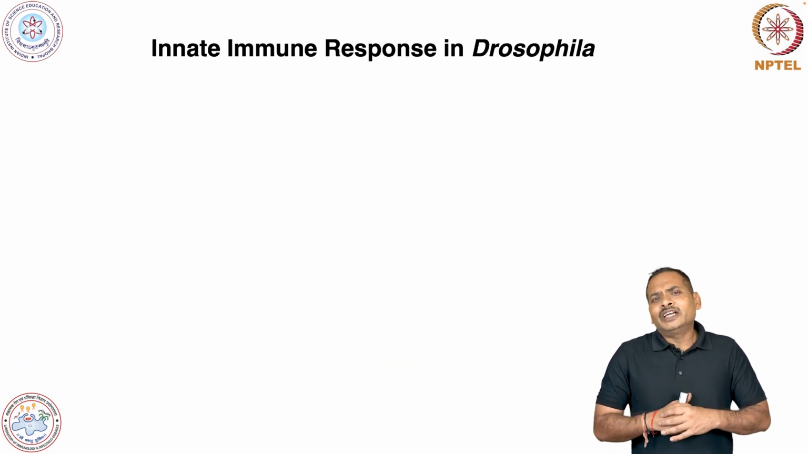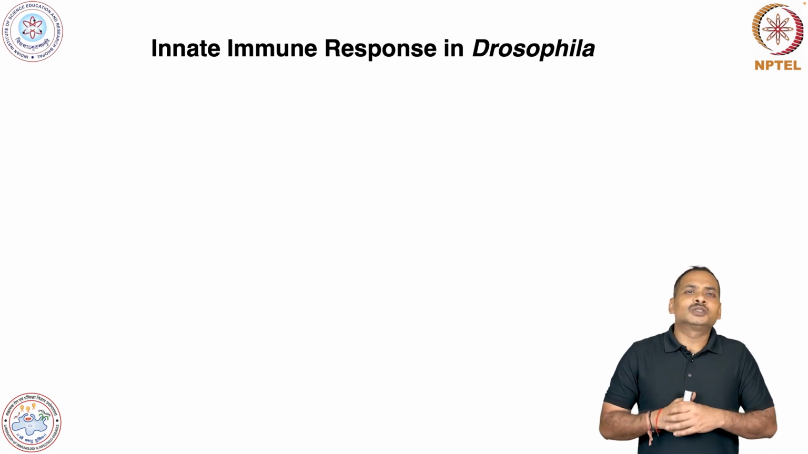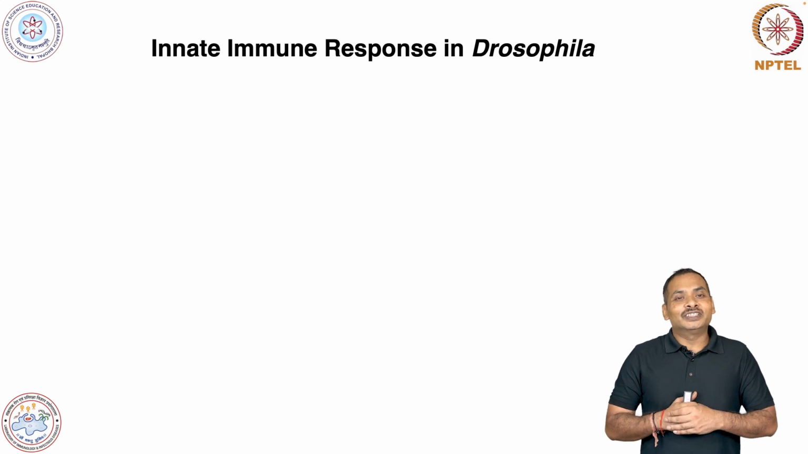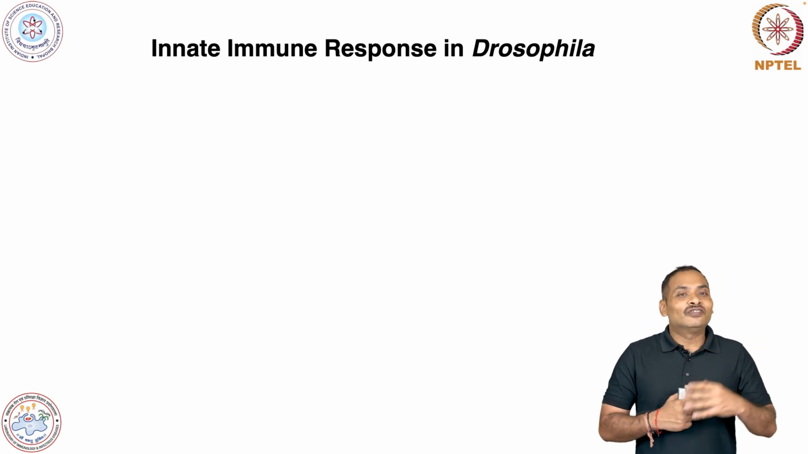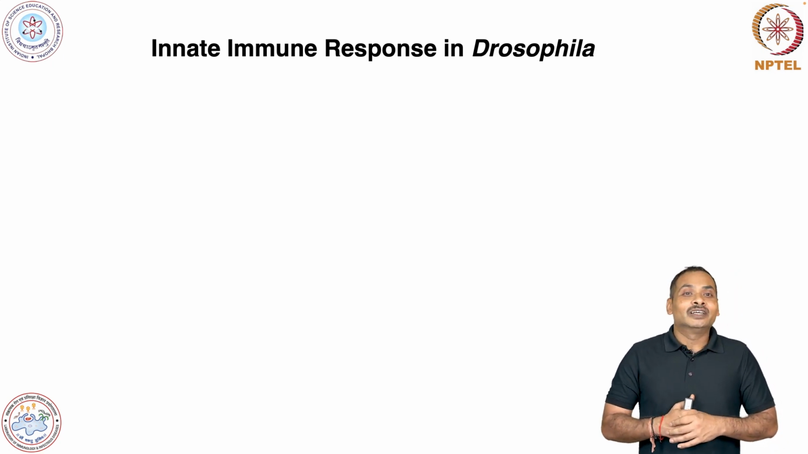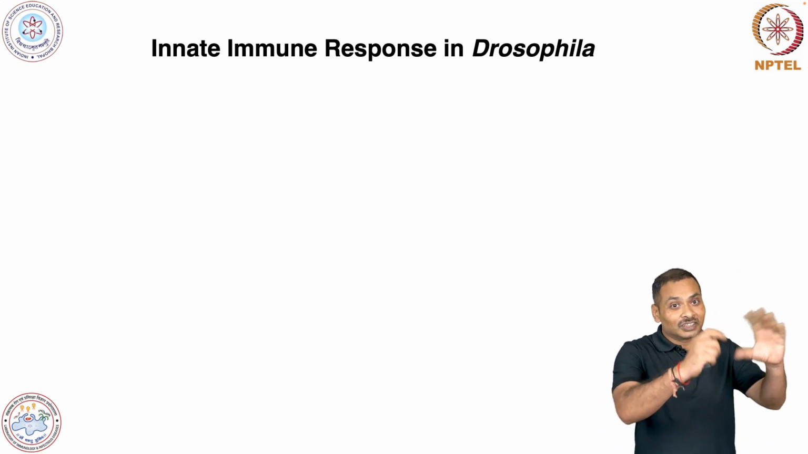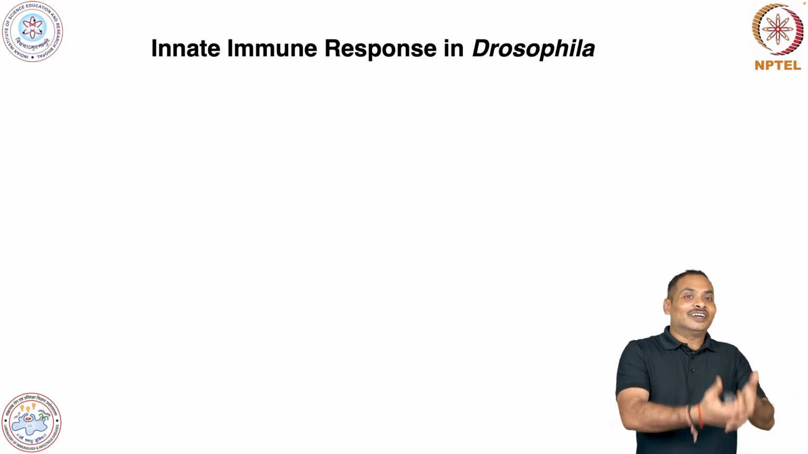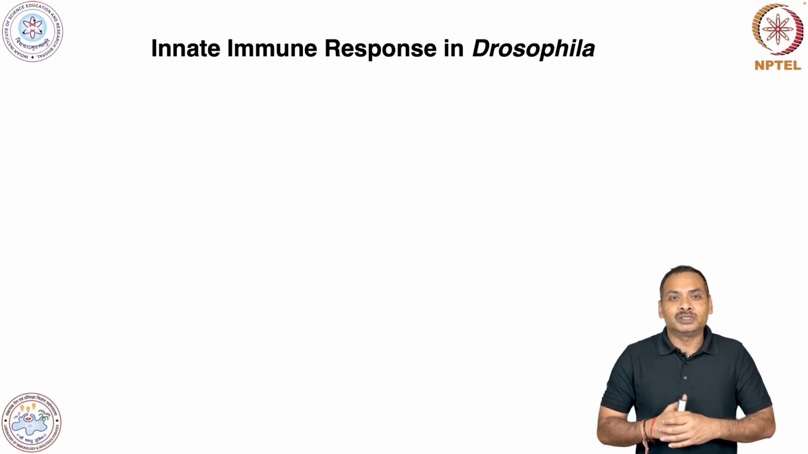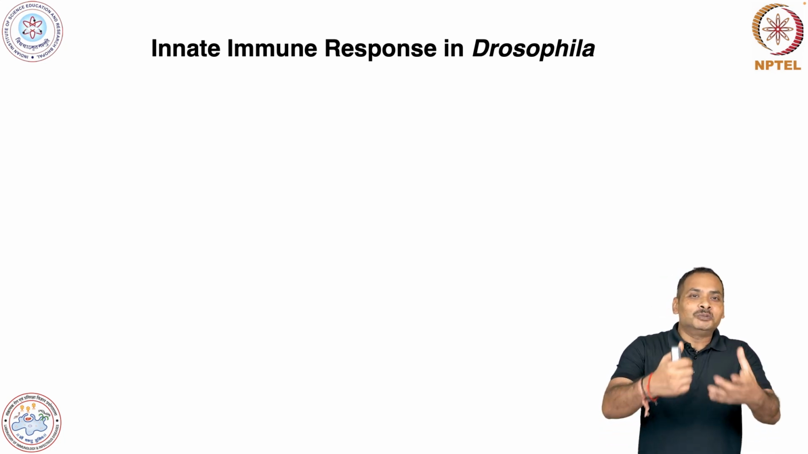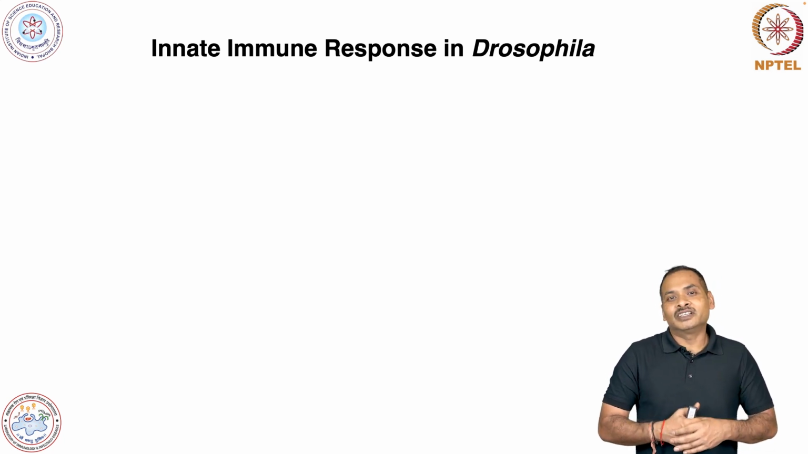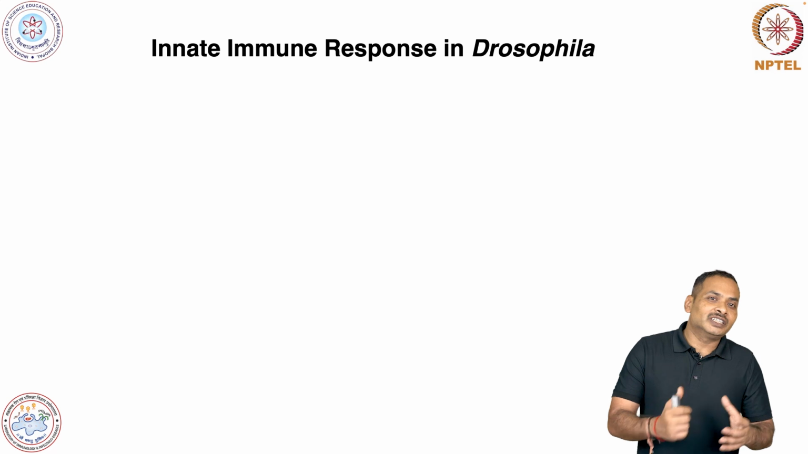Now I would like to talk about the innate immune response in Drosophila, because this is very important. The original discovery of phagocytes, or phagocytosis, was by Emil Metchnikoff, in a starfish. After that, this discovery was made in various mammals, including human. Similarly, the Drosophila work is a great turning point in innate immunobiology.